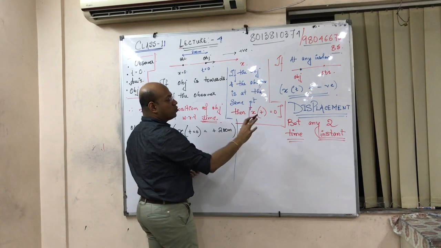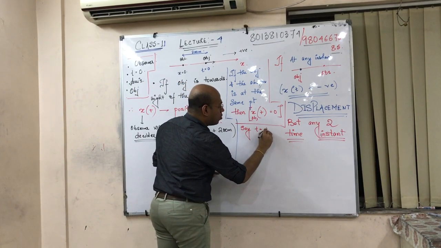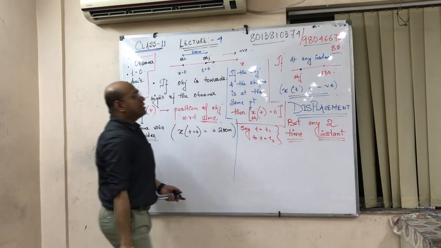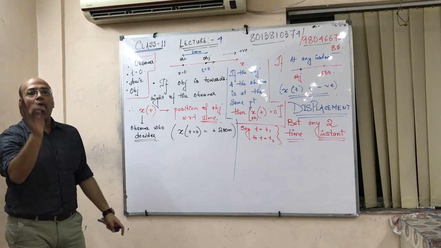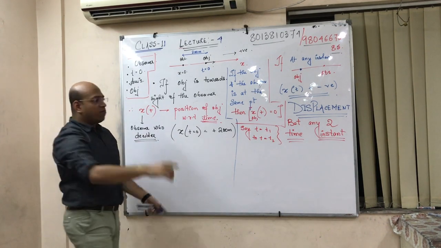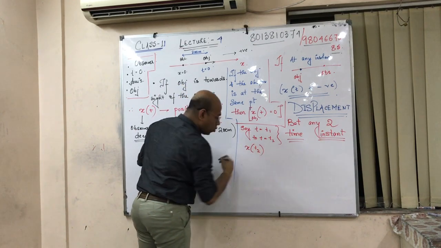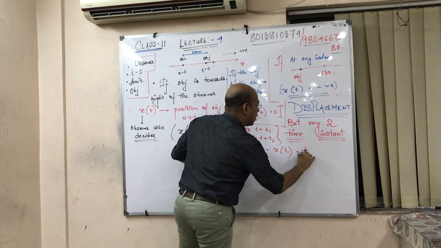So displacement between two time instants, say t equals to t1 to t equals to t2. How do you express this thing? Sir, give me a one-liner. It will be expressed as x(t2) minus x(t1). This is equal to the displacement.